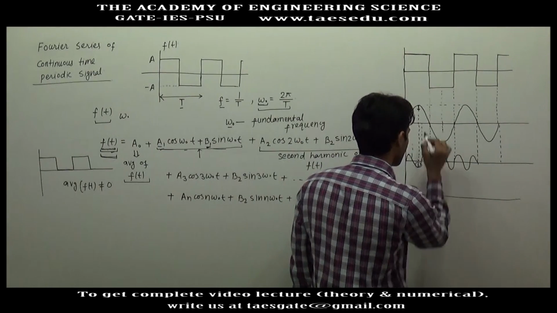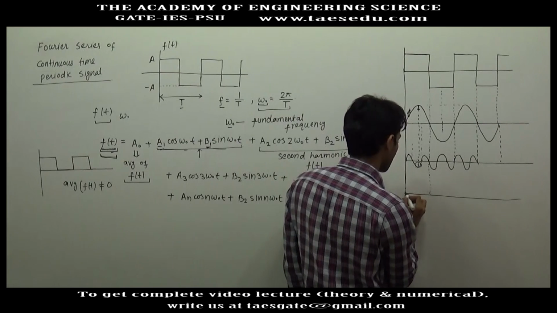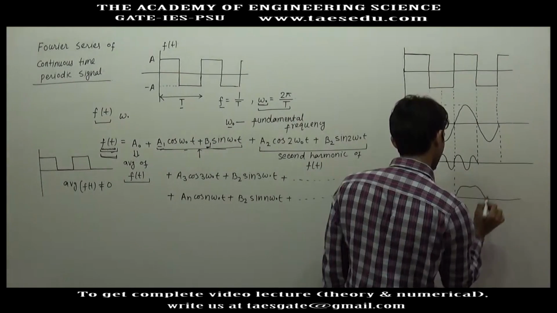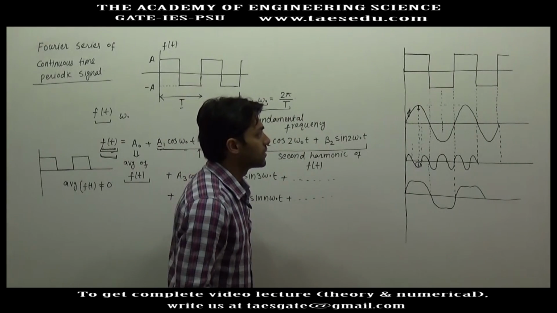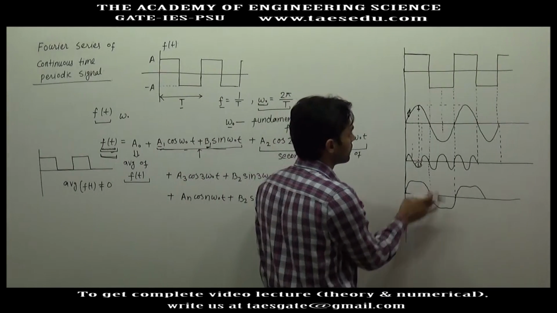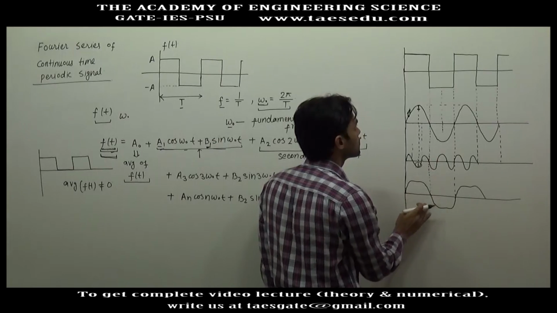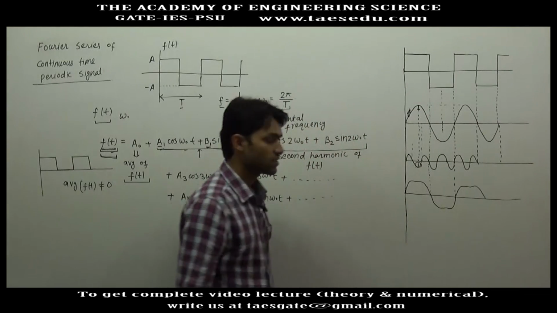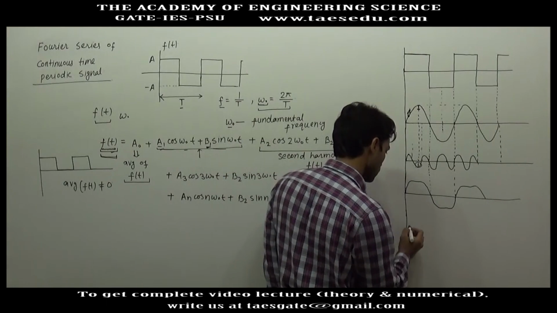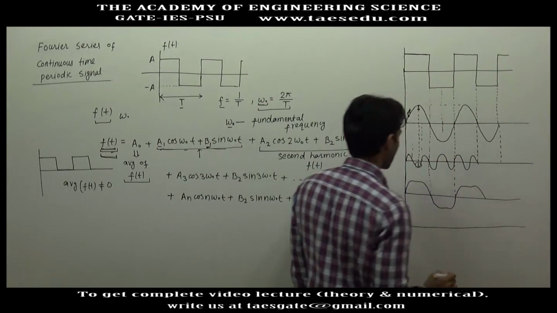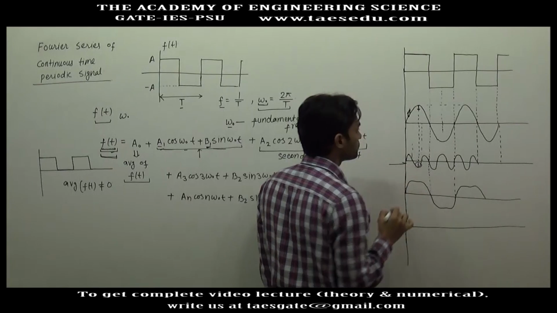If you add these two, I hope you will get this type of signal. It came closer to a square wave if you compare with this shape, but it is still not equal to a square wave. So you may have to add more terms. Okay, what is this harmonic?